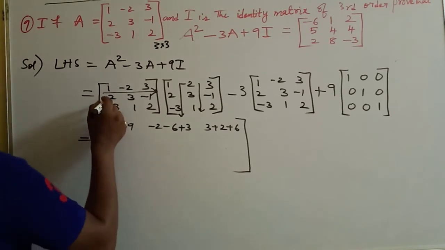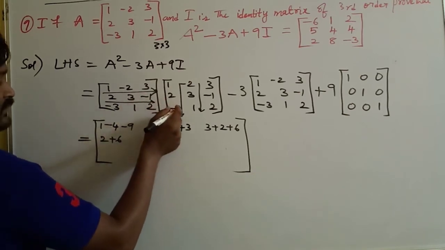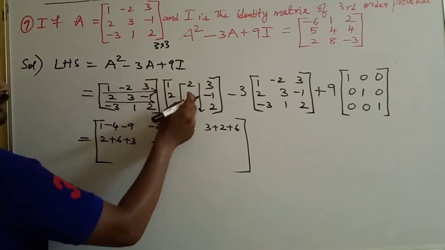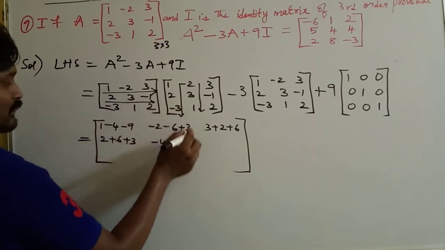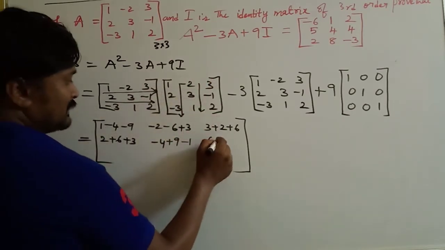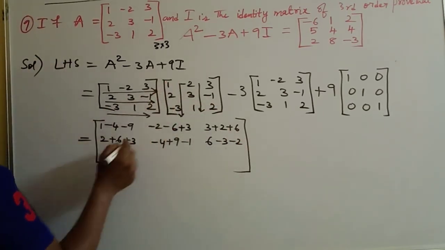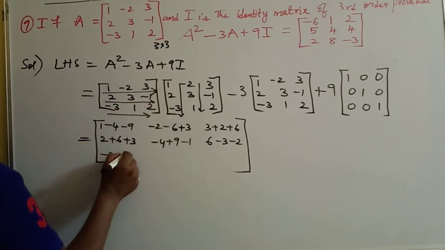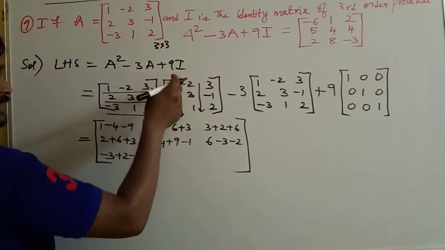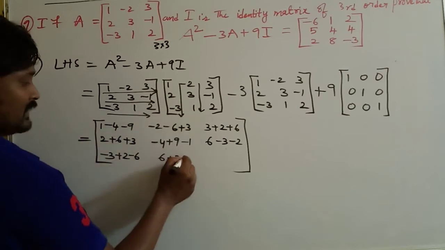Same method for the remaining all. Second row now. 2 into 1 is 2, 3 into 2 is 6, minus 1 into minus 3 is plus 3. Now 2 into minus 2 is minus 4, 3 into 3 is plus 9, minus 1 into 1 is minus 1. Next, 2 into 3 is 6, 3 into minus 1 is minus 3, minus 1 into 2 is minus 2. Same method next. Minus 3 into 1 is minus 3, 1 into 2 is plus 2, 2 into minus 3 is minus 6, and then next minus 3 into 2 is minus 6, plus 3 twos are 6, 1 into 3 is 3, 2 into 1 is 2.